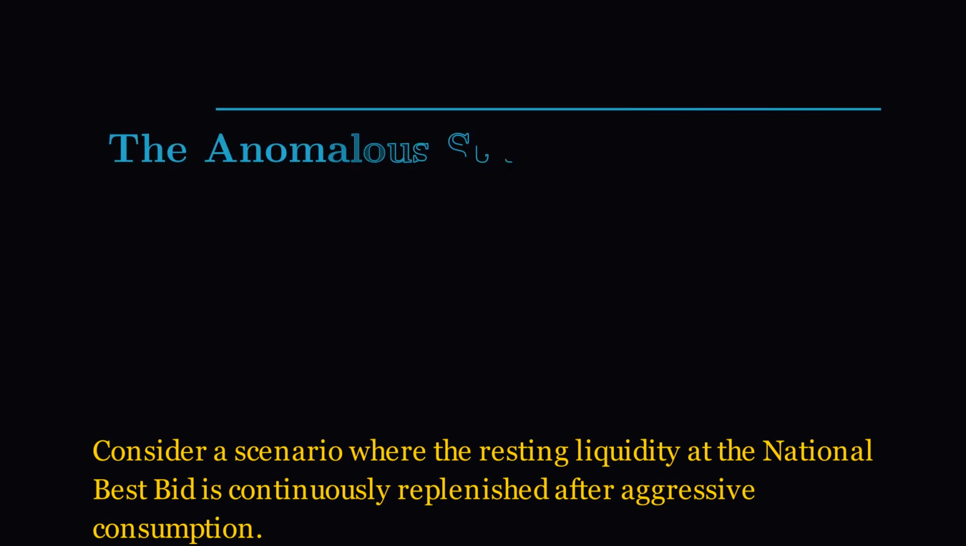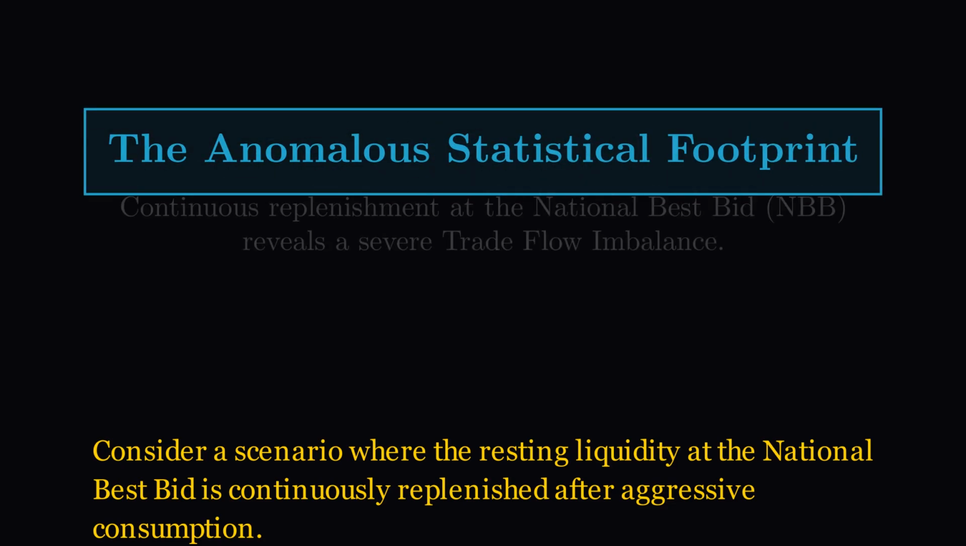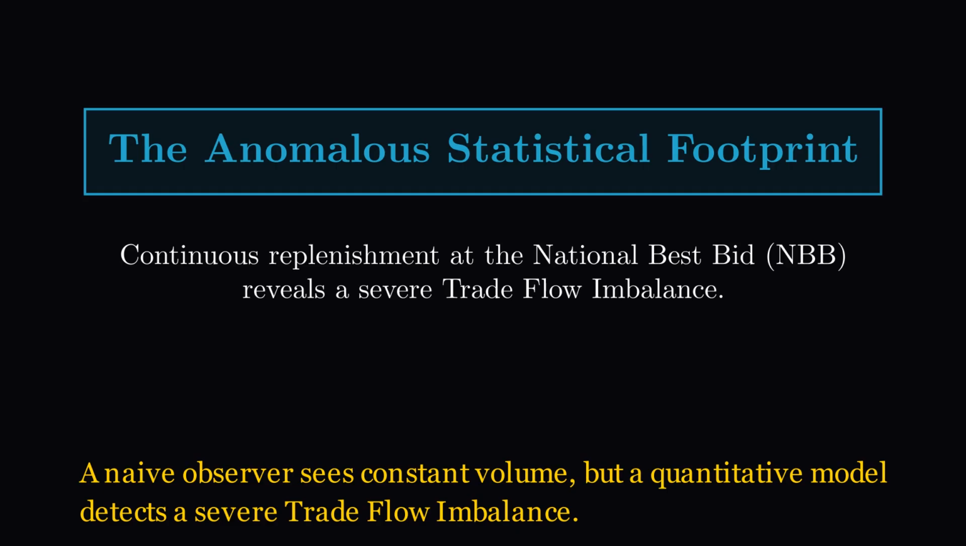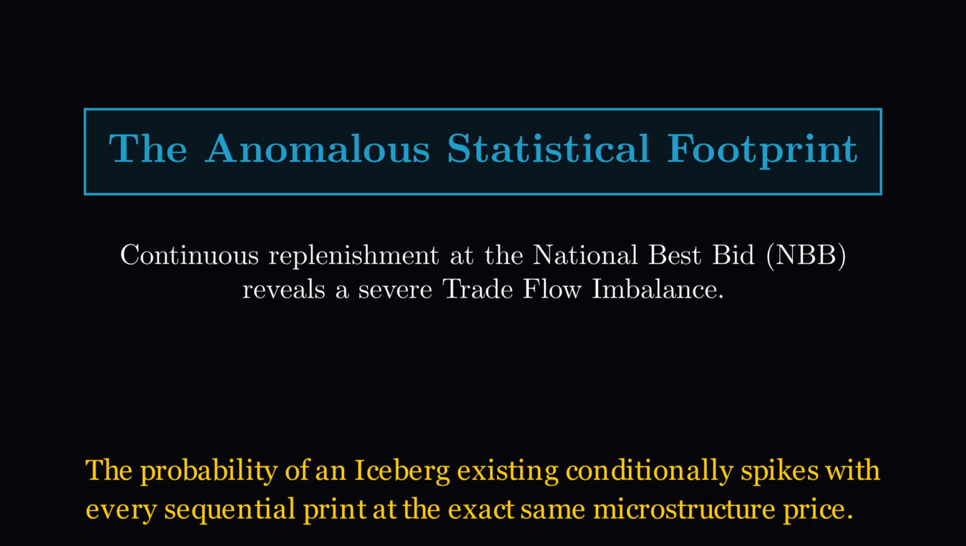Consider a scenario where the resting liquidity at the national best bid is continuously replenished after aggressive consumption. A naive observer sees constant volume, but a quantitative model detects a severe trade flow imbalance. The probability of an iceberg existing conditionally spikes with every sequential print at the exact same microstructure price.